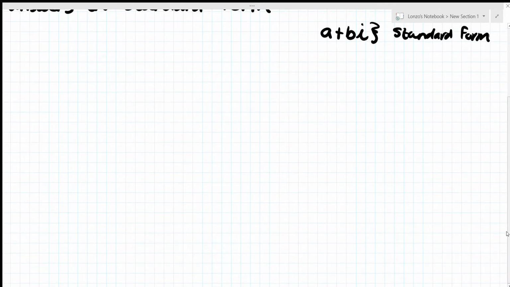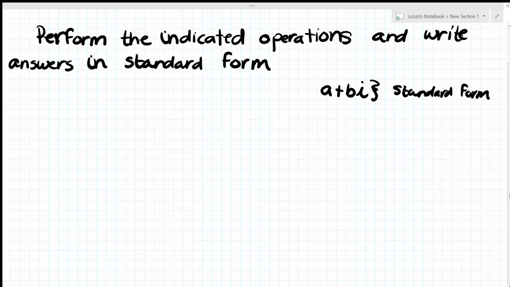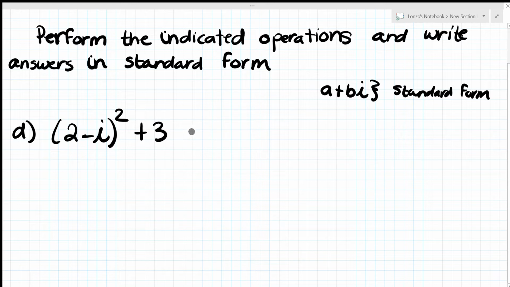Okay, so what about this one? That was C, so let's do D. This one we have 2 minus i squared plus 3 times 2 minus i, right? Minus 5. Okay, so the question says, yeah, we got to put it in standard form, a plus bi.